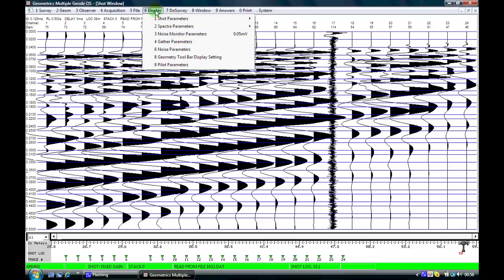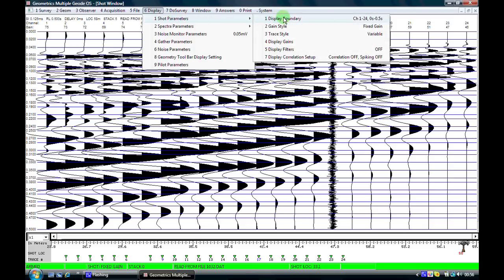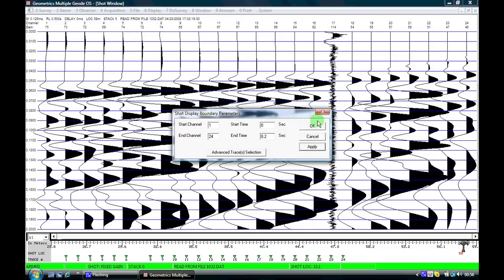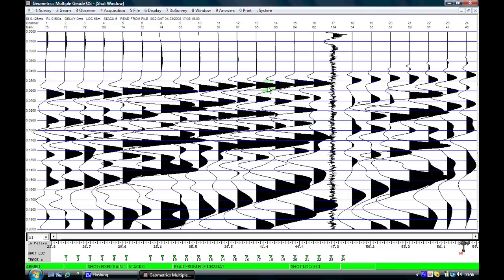So if I come to display shot parameters and display boundary, I'm now going to reduce the amount of time that we're showing on the screen to about 0.2 of a second. We've now expanded the data, so we're only looking at the top portion of the record, and we can now determine our travel time to this first break with a greater degree of accuracy.